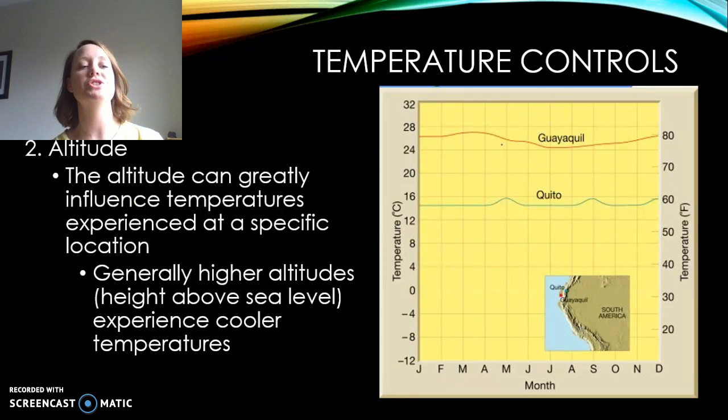Altitude can affect temperature. Altitude is the height above sea level. So generally, the higher you are in altitude, the cooler your temperatures are. If we look at these two cities, we have a coastal city represented by red, at a lower altitude. And we have our city represented by blue, that's at a higher altitude. And you can see the higher altitude experiences much cooler temperatures.